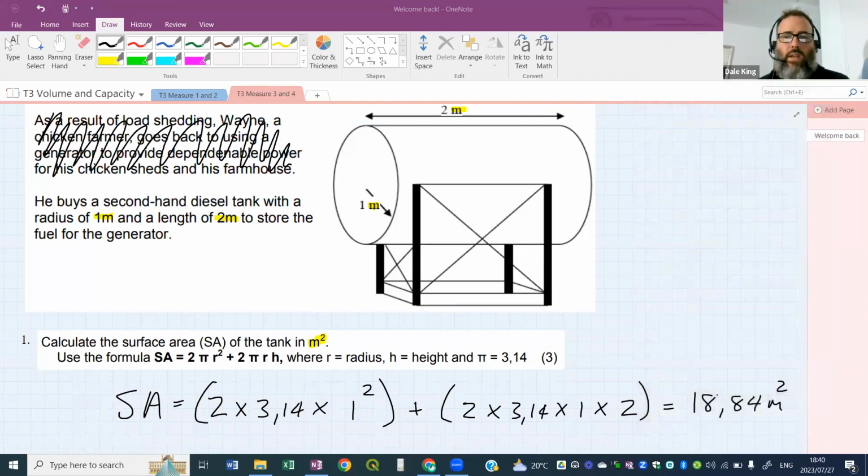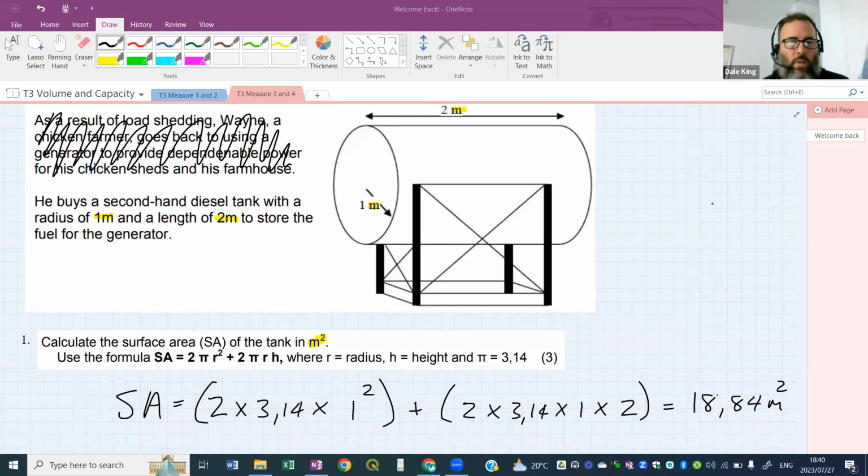Any questions or can we move on? Hi, sir. Yes. So sir, I just wanted to ask, why is the radius squared, and why did you have to times it to the power of 1?